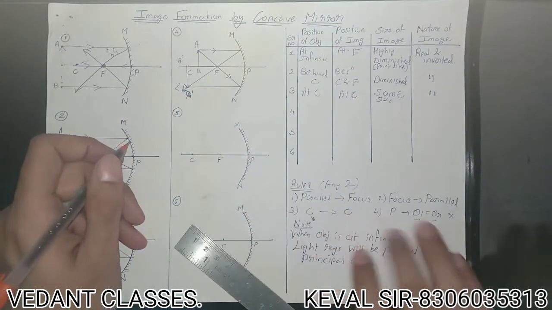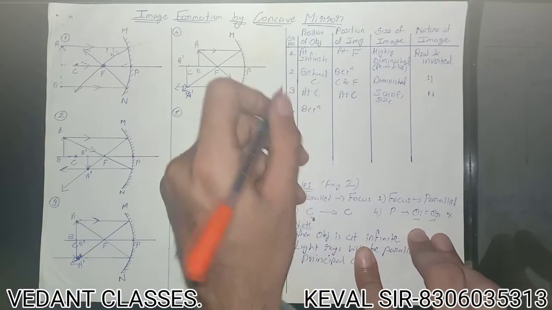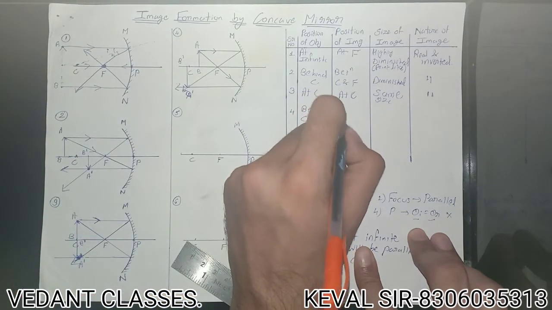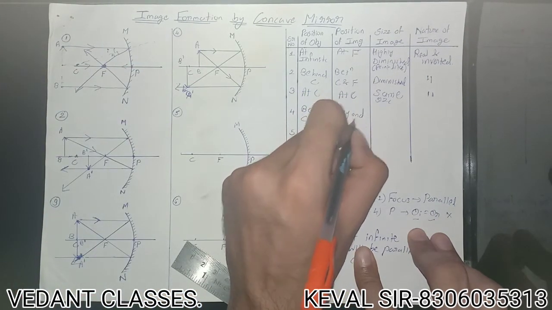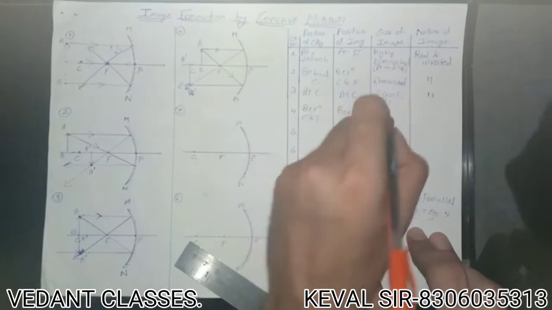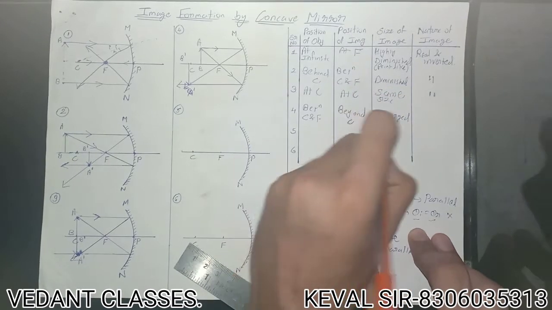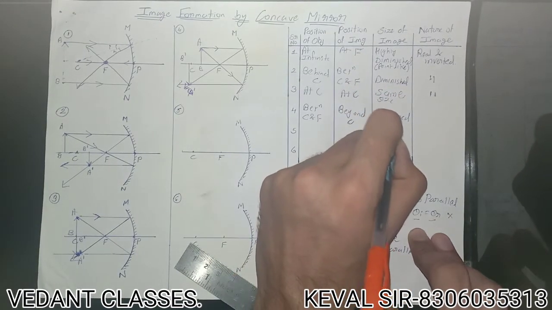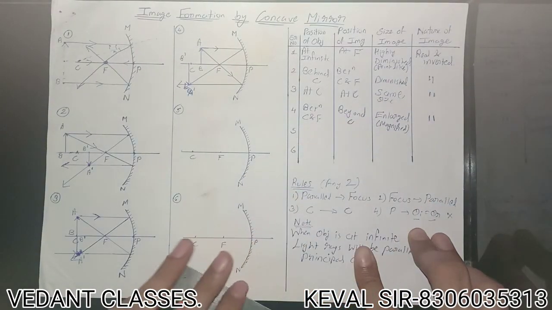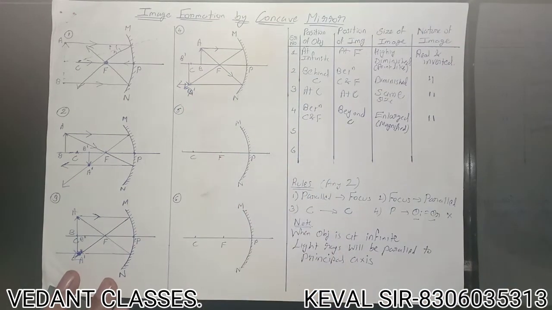When you are placing an object between C and F, you will get an image beyond C. Here the image is slightly larger, so you write enlarged image. Enlarged, or you can write magnified. You can also write magnified image in this case. Here also the nature of the image will be real and inverted because the rays are actually meeting at some point.